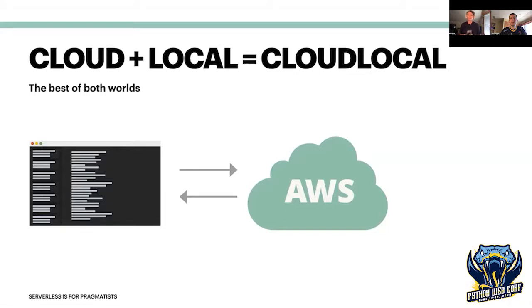And they can also see each iteration nearly instantaneously because the actual function code is still running on their machine. They're just making the changes and still accessing resources in the cloud.